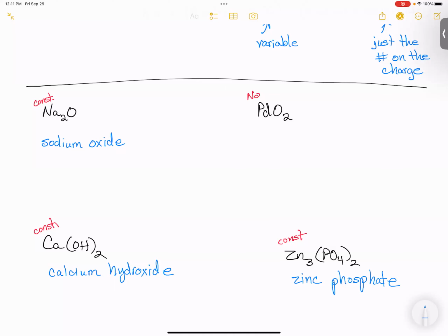Because a subscript is not shown, that means that there is one palladium. Palladium is the charge we do not know, so I'm going to label it as Z. Oxygen, what is oxygen's charge as an anion? Negative 2.